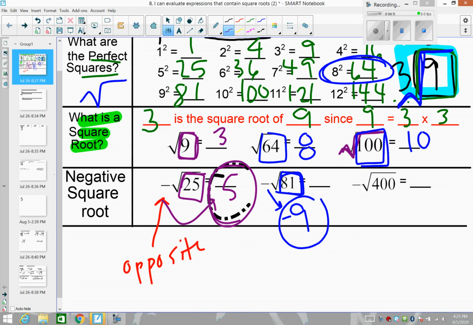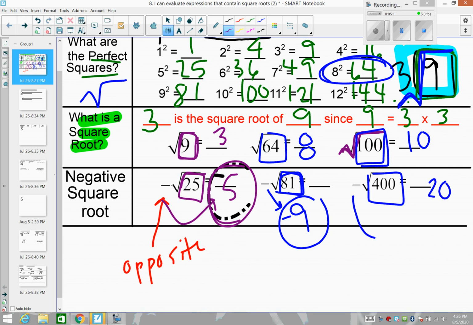Let's give this last one a shot. It's cool if you pause the video and give it a shot. The square root of 400 might be a little tricky for you because it's a pretty big square. However, when we work with zeros, sometimes things get a little bit easier. So what is the square root of 400? It's 20.